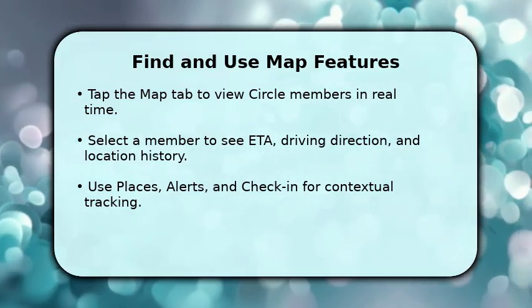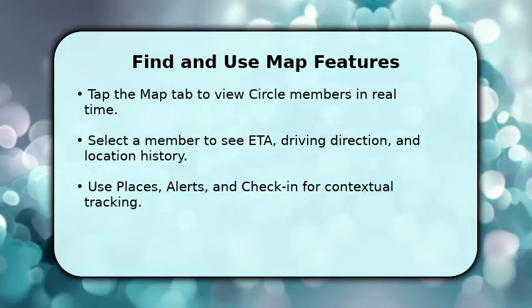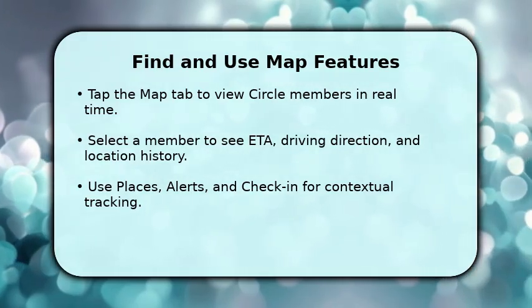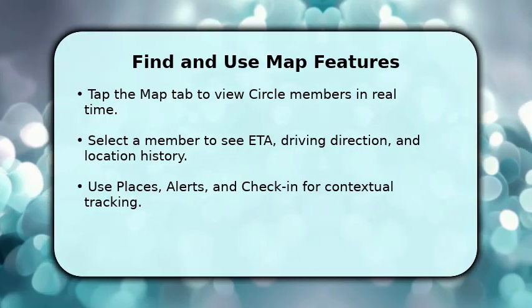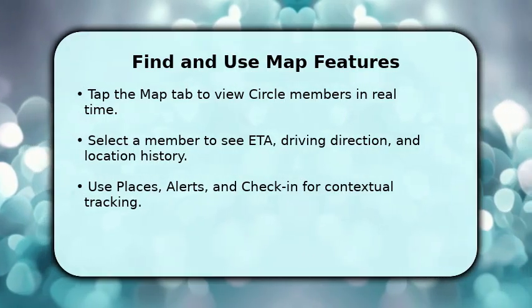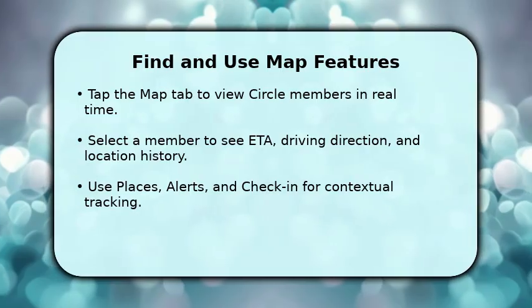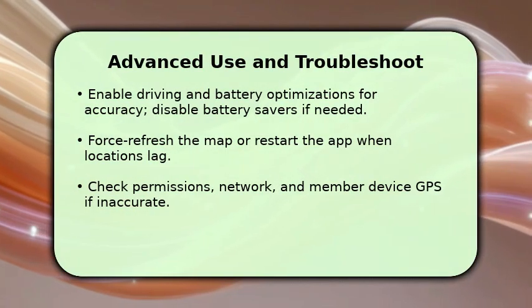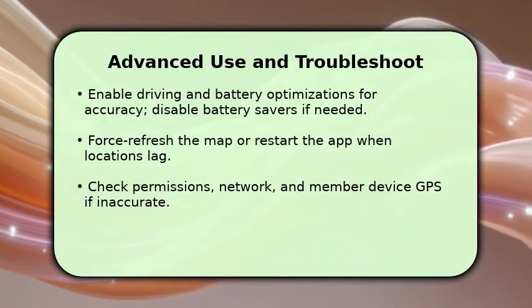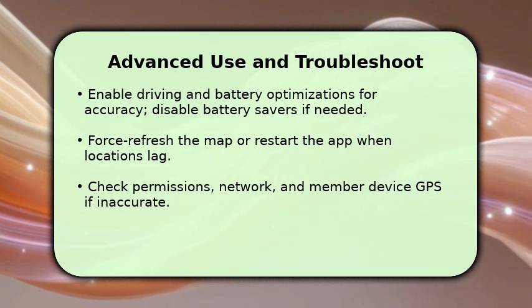Use places to set home, work, or school and get arrival or departure alerts. Use check-ins when someone reports their status. These controls let you find people quick. To finish, enable driving detection and ensure devices aren't in battery saver mode so locations remain accurate. These settings improve update frequency.